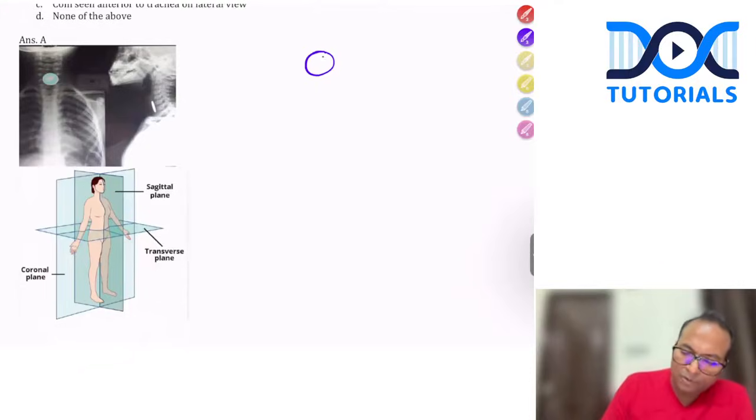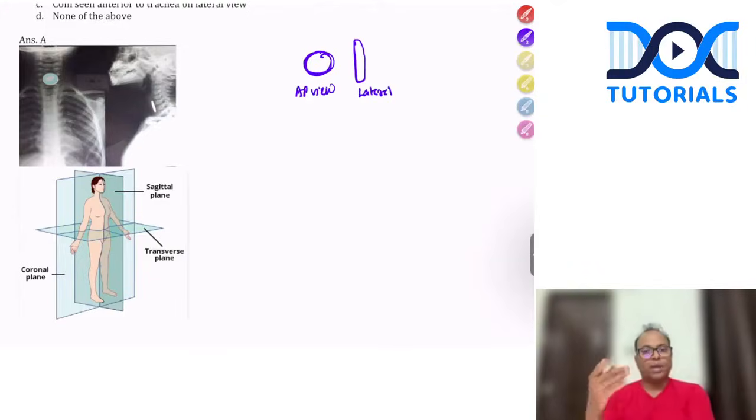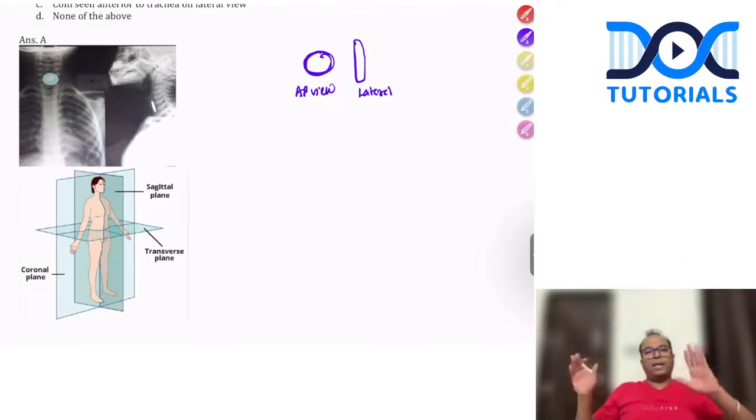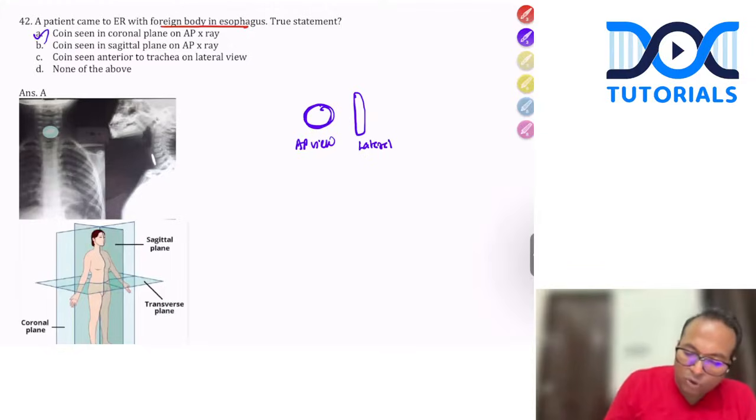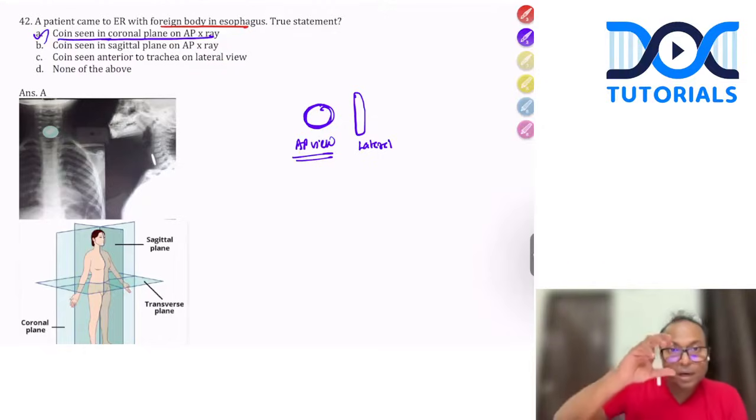See, this is a coronal plane, and this plane is sagittal plane. If we see lateral view of the coin, it is sagittal; AP view of the coin is coronal. So AP cut, you cut your body like this, it's called coronal. If you cut it sagittally, lateral view. So therefore, the coin in the esophagus looks like coin seen in coronal plane on AP view. Looks like in a coronal plane means like O in an AP view.